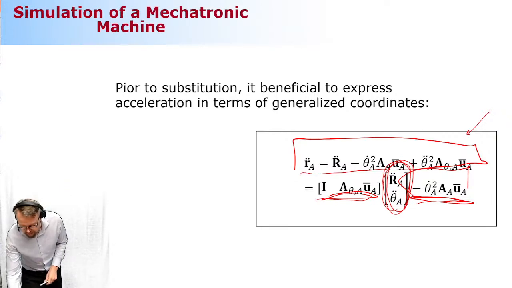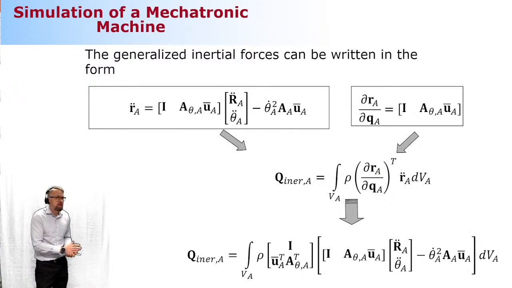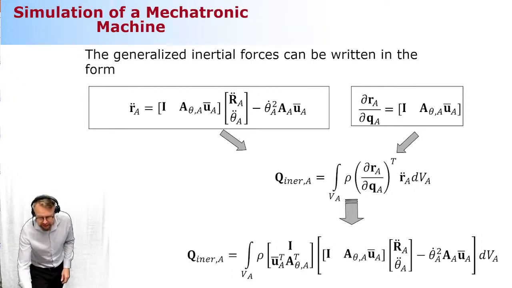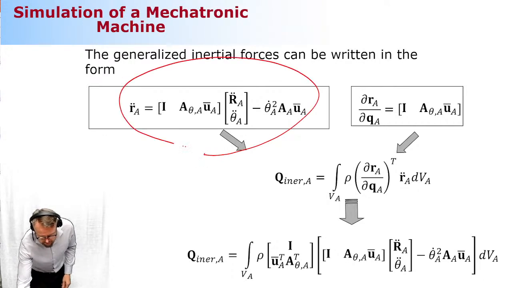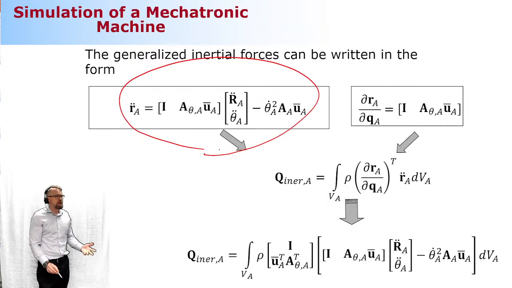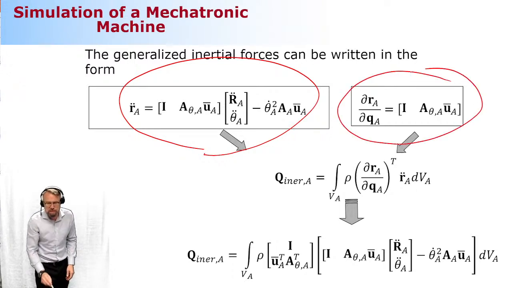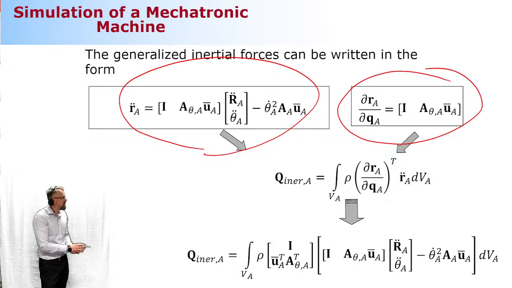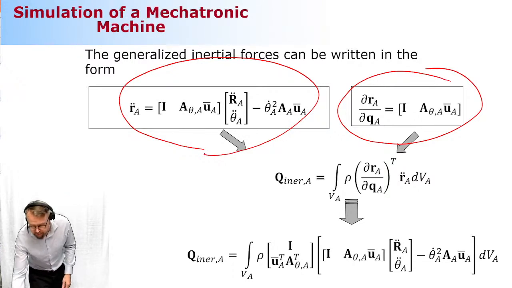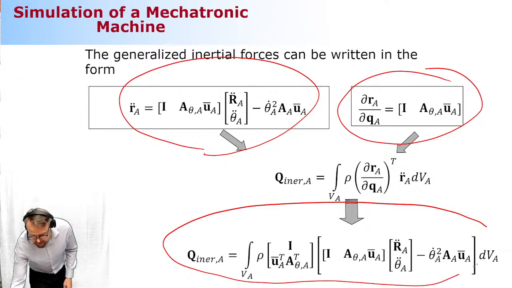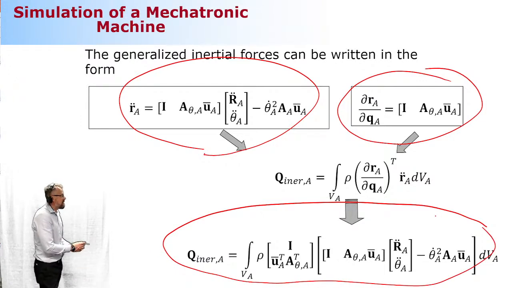Now here comes the biggest pain you have ever seen in your life. Because here's my acceleration, the one that I got from the previous slide. Here's my mapping, which is partial R partial Q. When I substitute this into my generalized inertial forces, the one from the previous slide, it becomes this big hassle here. This is going to be the monster pain, the biggest pain ever so far.